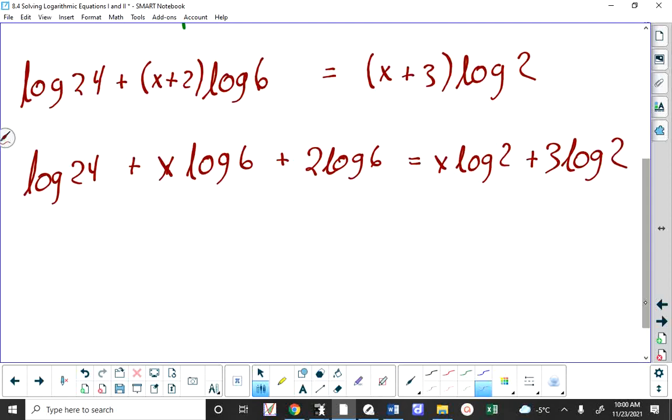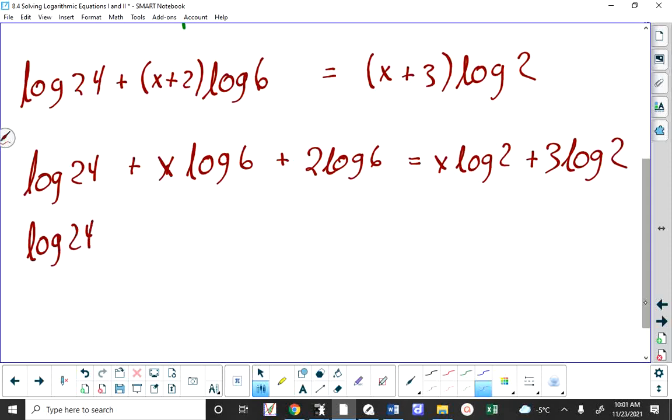So what are our x terms? Our x terms are x log 6 and x log 2. And everything's positive here. I hope it's obvious that when you move all of the non-x terms to the left, you have fewer negatives. Because you already have 2 of the 3 numerical terms on the left, and they're already positive. So let's leave them on the left.